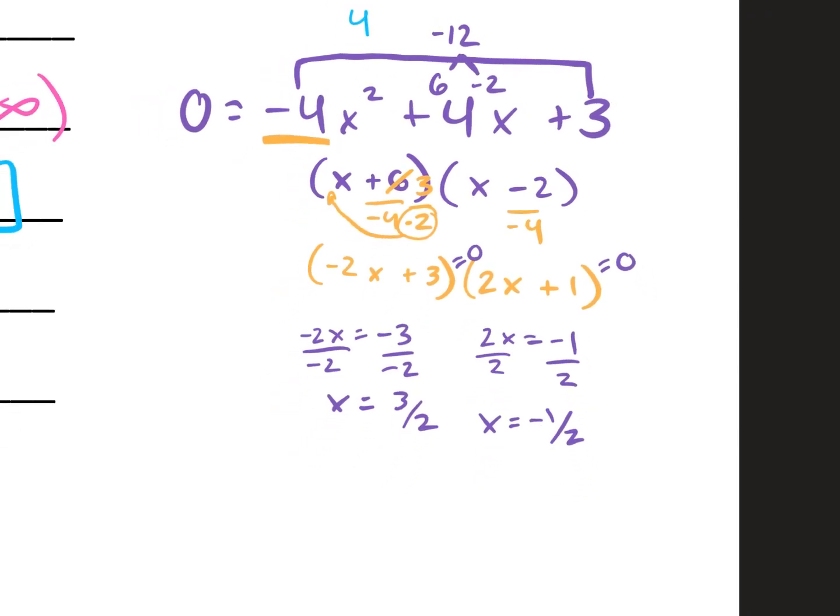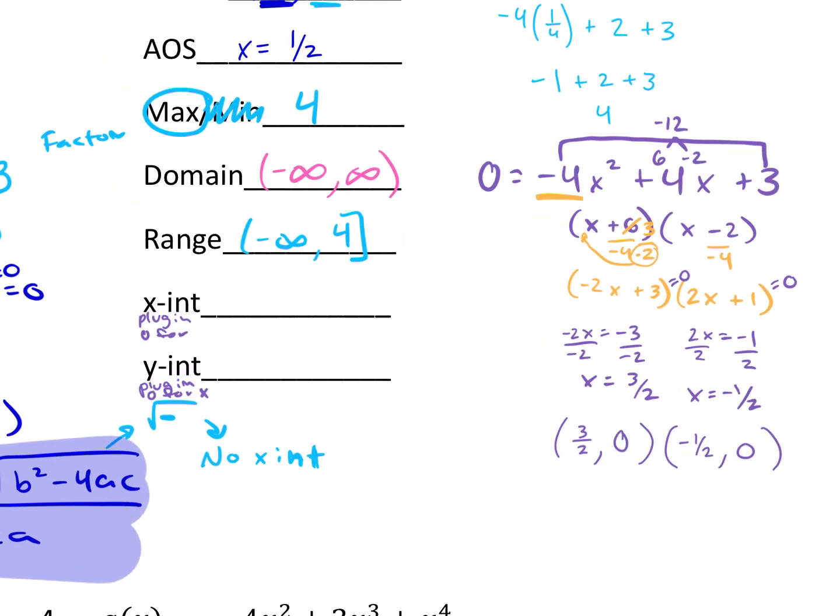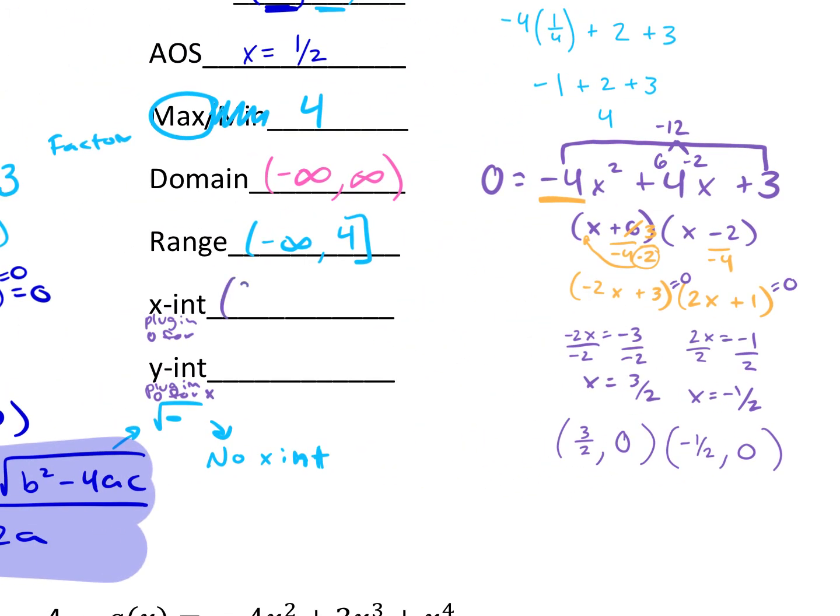Now with our x-intercepts, we have to write them as coordinate points. So this is our x value, 3/2, 3 over 2. What's our y value going to be? 0. We plugged in 0. Same thing with our second point. We have negative 1/2 and we plugged in 0. So my x-intercepts are going to be 3 over 2, 0 and negative 1 over 2, 0. Any questions there?